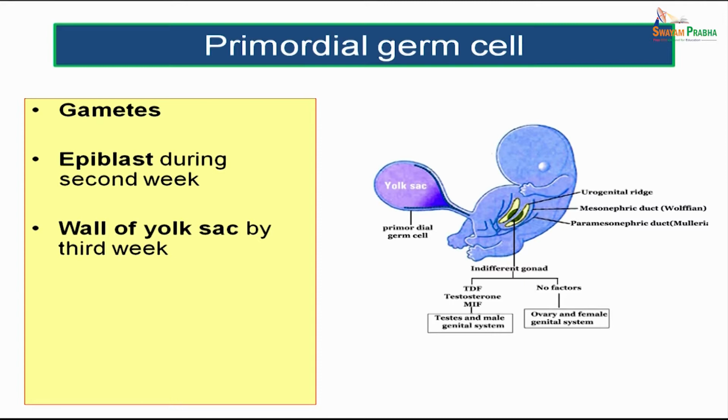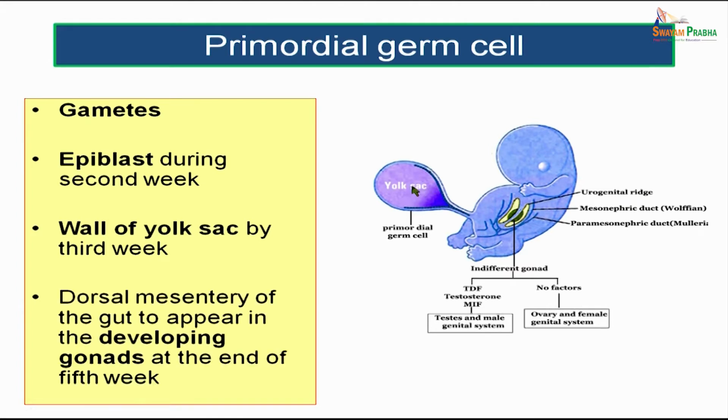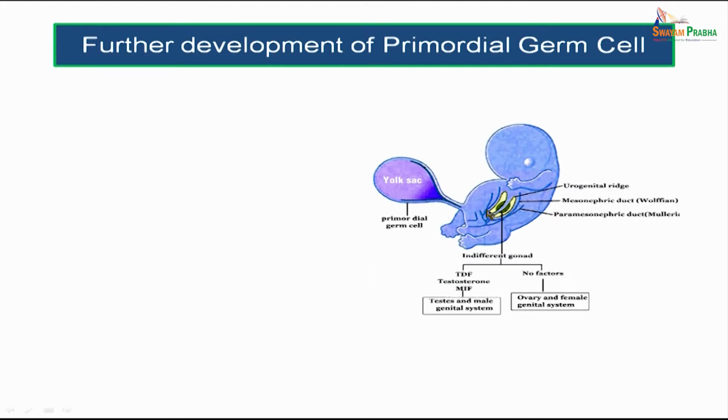The epiblast is actually a part of the embryoblast during development after fertilization. The details of the epiblast and the embryoblast will be dealt with in the following sessions. From the epiblast after the second week, the primordial germ cells will be transferred to the wall of the yolk sac. You can see the yolk sac here. They will be transferred to the wall of the yolk sac by the third week of intrauterine period. From this wall of the yolk sac, they will travel through the dorsal mesentery in order to appear in the developing gonads by the end of the 5th week of intrauterine period.